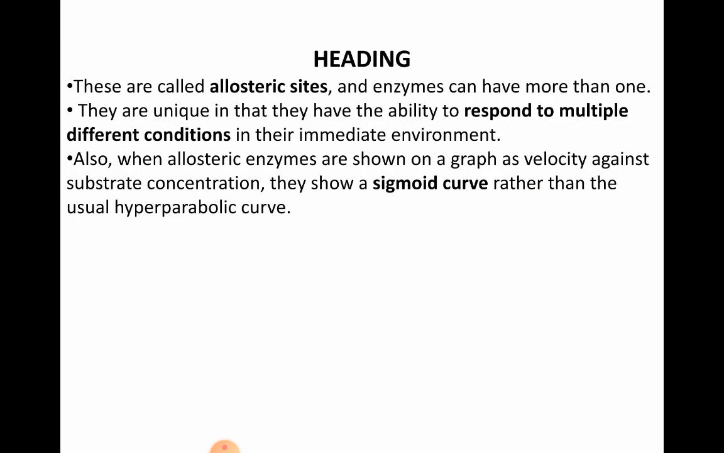These enzymes can have more than one site apart from the active site. They are unique in that they have the ability to respond to multiple different conditions in their intermediate environment. They also show different kinetics. They don't show Michaelis-Menten kinetics. They show a sigmoid curve rather than the hyperbolic curve.